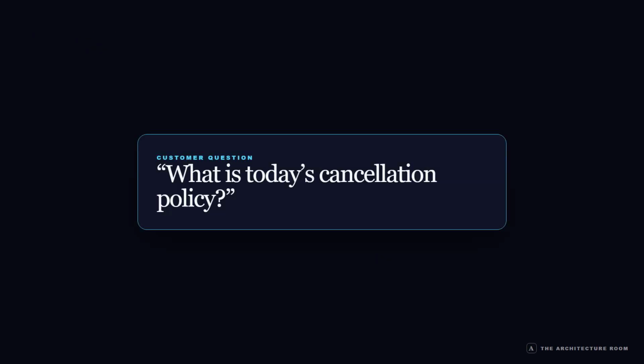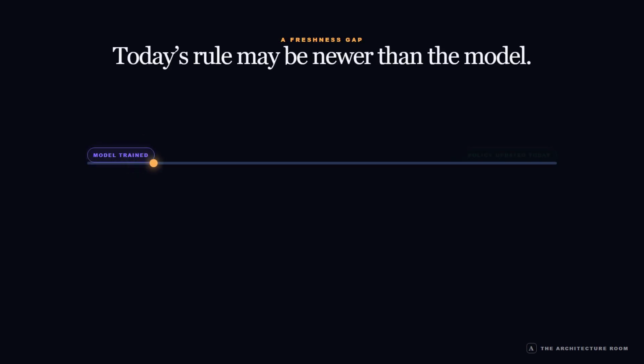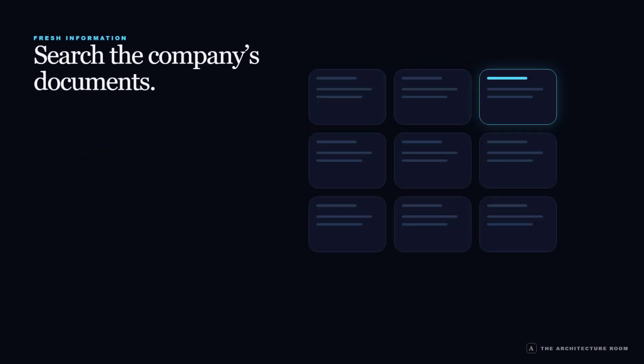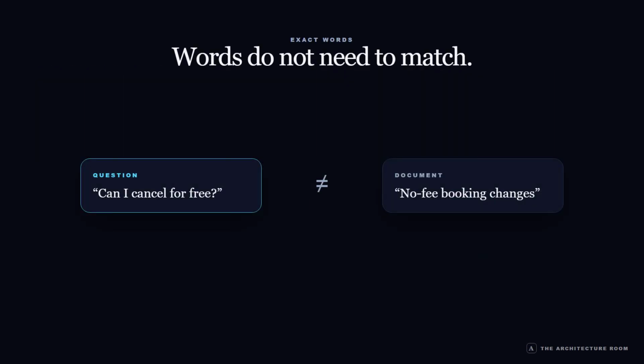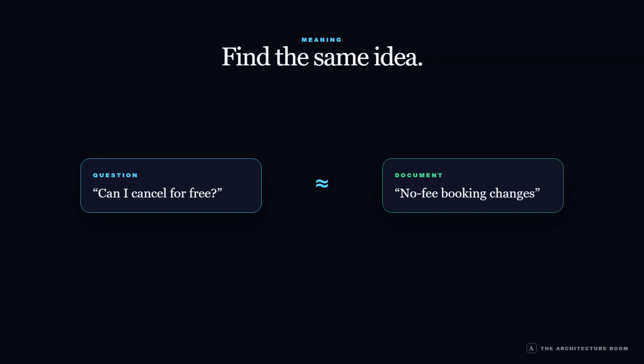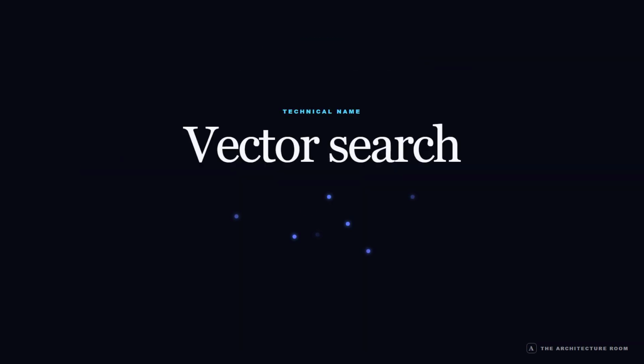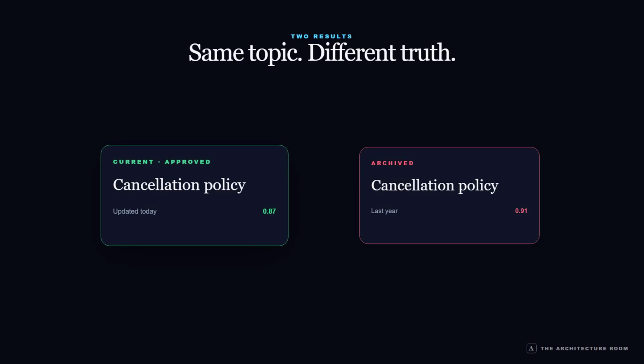Now the customer is asking about today's cancellation policy. That policy may be newer than the model's training. So the system searches the company's documents. It does not only match exact words, it searches by meaning. This is called vector search. The search finds two documents. One contains today's policy, the other is an old policy from last year.